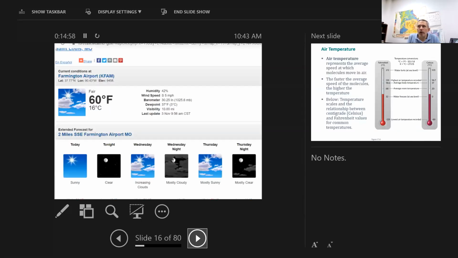So again, I've pulled up the weather from NOAA's webpage, looking at what the weather is going to be looking like right now as I'm recording this, as well as what the weather is going to be looking like in the future, and that's called the forecast. And so we can see this on the bottom here of what the forecast is going to look like.